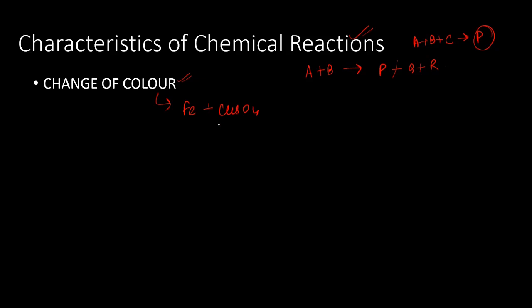If you know, CuSO4 is a blue colored solution. Copper sulfate is blue colored. The reaction will give FeSO4 plus Cu. This is a green colored solution. So the first characteristic is a blue color compound is getting converted into green. You can easily understand that a reaction has taken place.